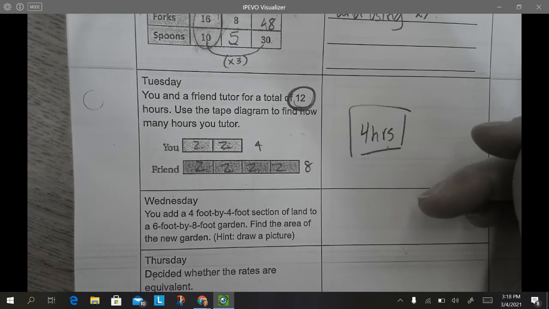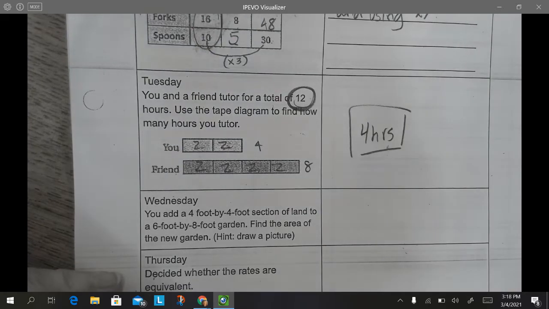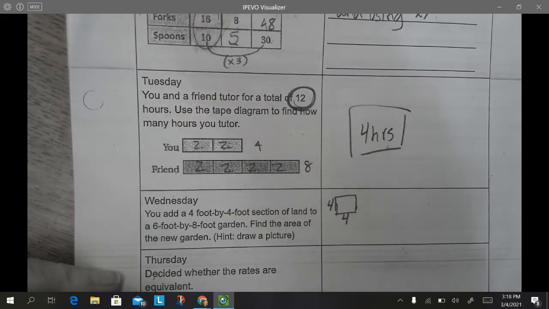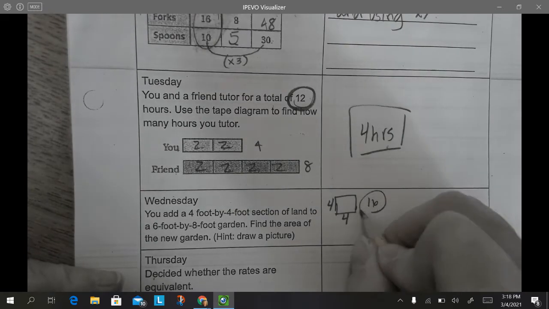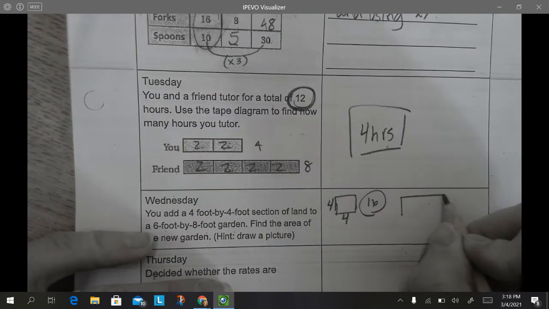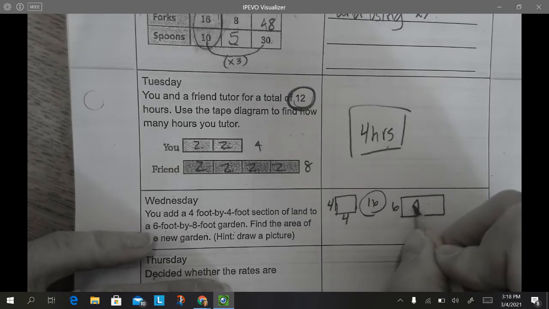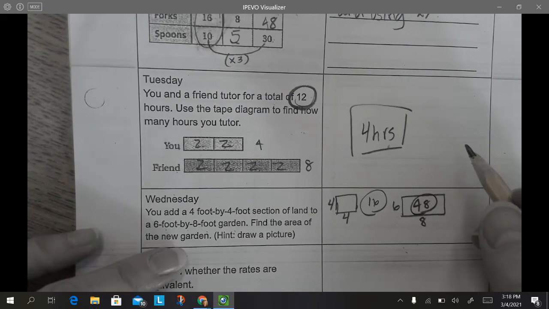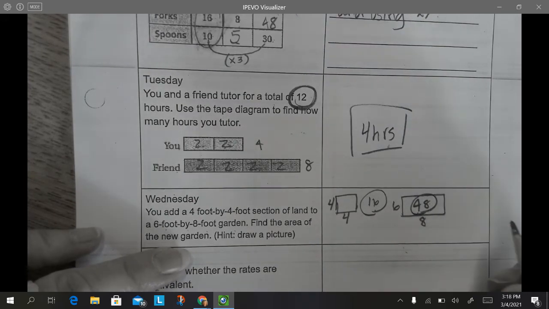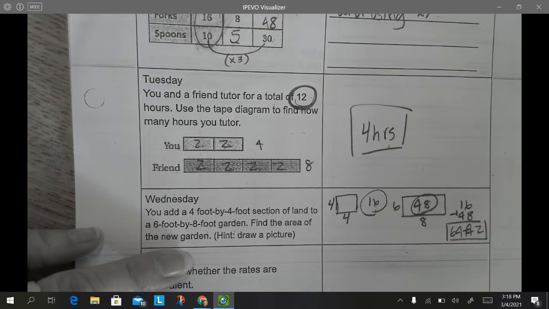So Wednesday said you have to add a 4 by 4 foot section of land. Okay. So I'm going to draw that out because that's what I hear. I hear 4 by 4, which is 16. And then it says to a 6 by 8 foot garden. Well, a 6 by 8 then is worth what? 48. Okay. So if I have an area of 16 that I have to add to this 48, then the total that I have is 16 plus 48, which is 64 feet. And it's area, so it's squared. Okay, so it's 64 feet squared.